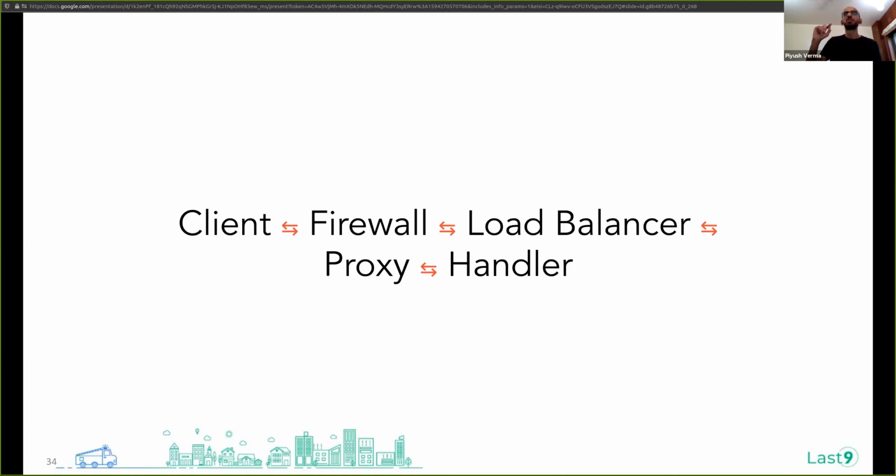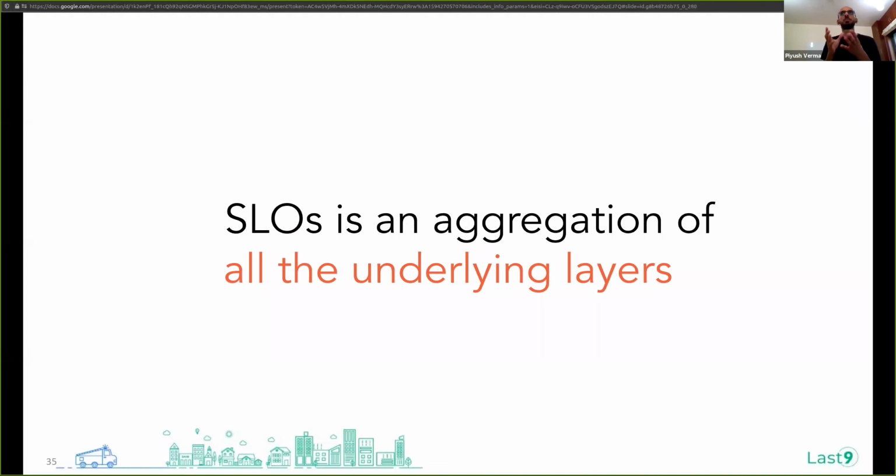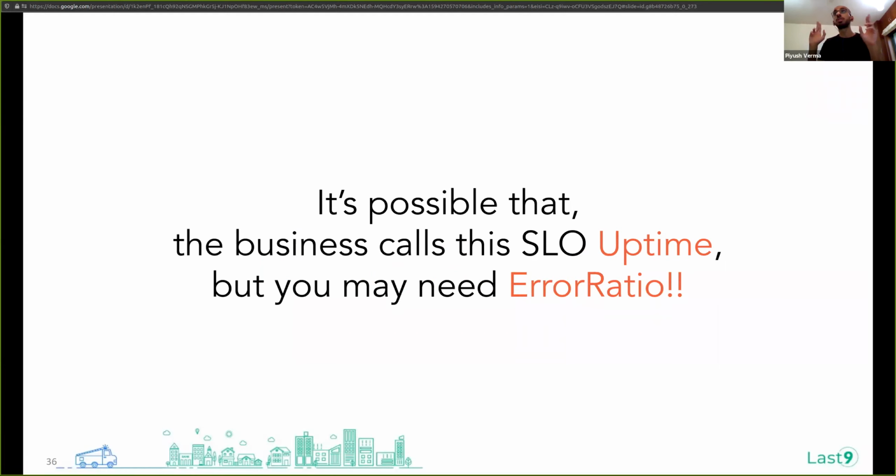It's a 500. So what we are measuring as uptime is actually going to show up as an error ratio or a correctness SLO in some other layer. An SLO is never a pure SLO where you say, hey, this is uptime. An SLO is an aggregation of all the layers underneath. And it's very possible that what a business calls uptime, what you're actually measuring is an error ratio. And it's not really uptime, because how often would AWS's infrastructure have had that problem? And even if it did, there's literally nothing you could have done about it.